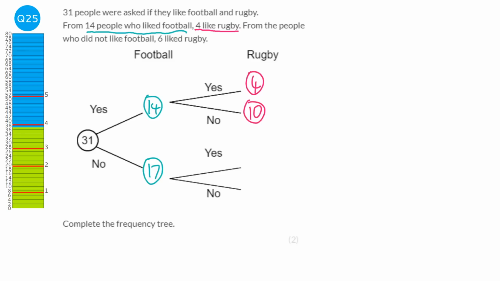But what about the bottom section, this part here? We've got 17 who didn't like football. Well, it says from the people who did not like football, 6 liked rugby. So we've got 6 there, and that must mean that we've got 11 who did not like rugby.